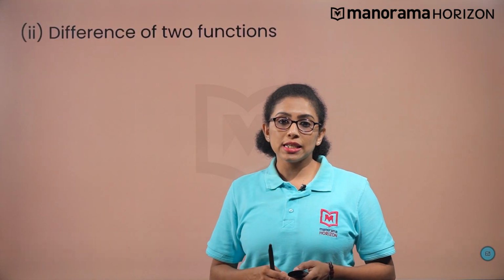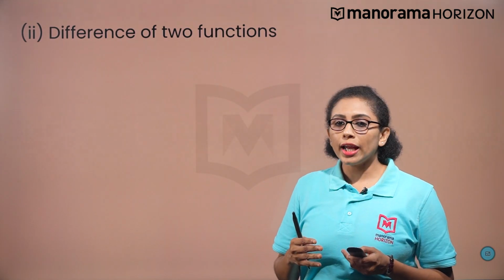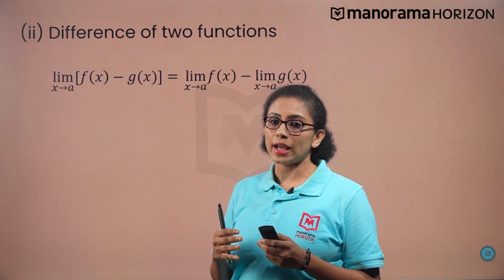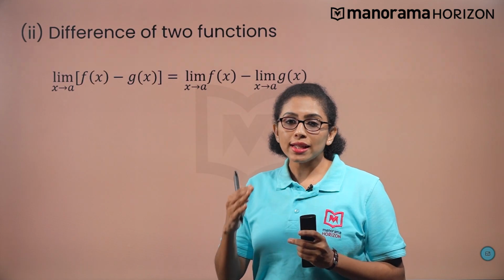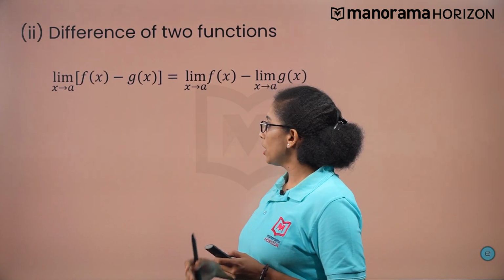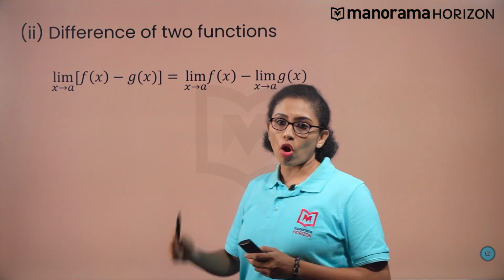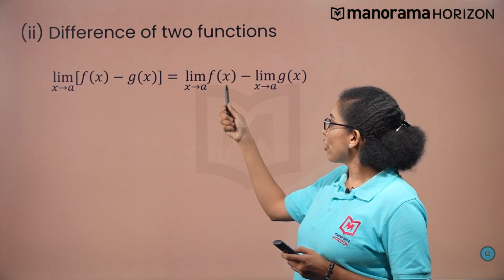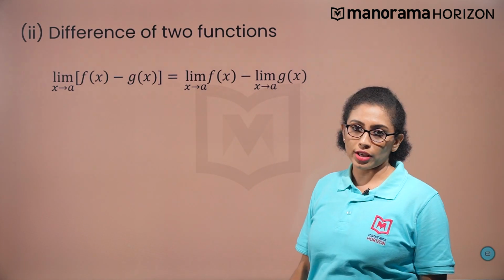Next, we will discuss the subtraction of two functions. Here also, we can take two functions f and g such that both the limits of the function f and the function g exist as x tends to a. Then, limit x tends to a of f of x minus g of x will be limit x tends to a f of x minus limit x tends to a g of x.